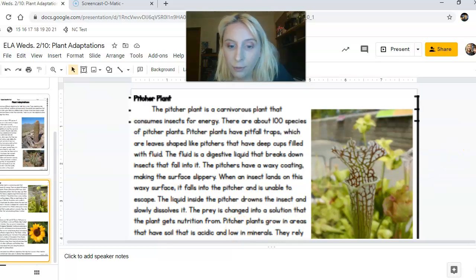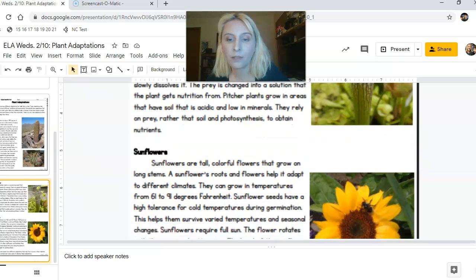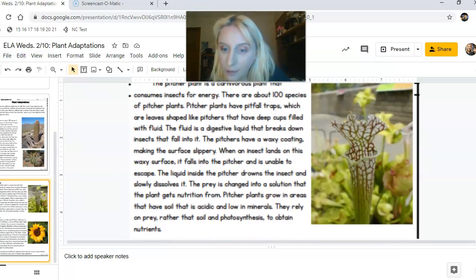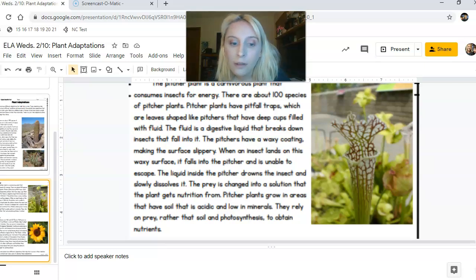Pitcher plants grow in areas that have soil that is acidic and low in minerals. They rely on prey rather than soil and photosynthesis to obtain nutrients. It's an interesting plant. You can see a picture of it here, and it is shaped like a pitcher, meaning like a pitcher that contains liquid that you could use to pour into your glass.